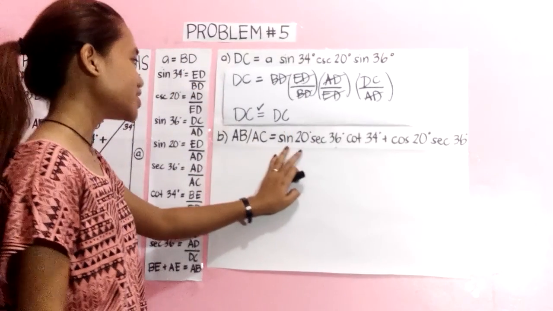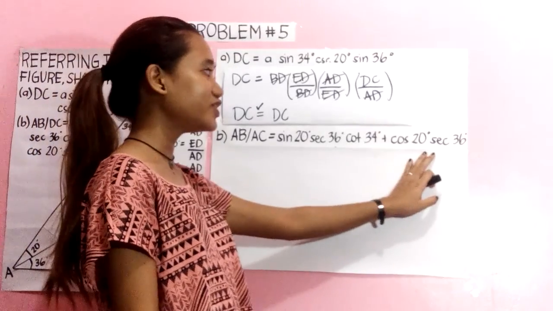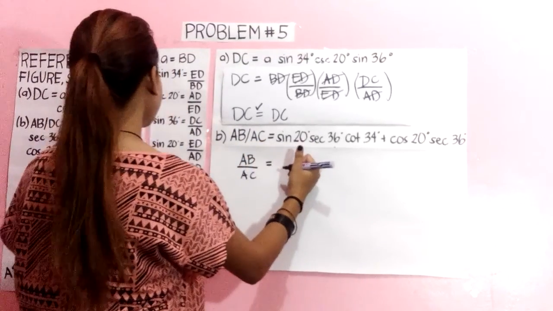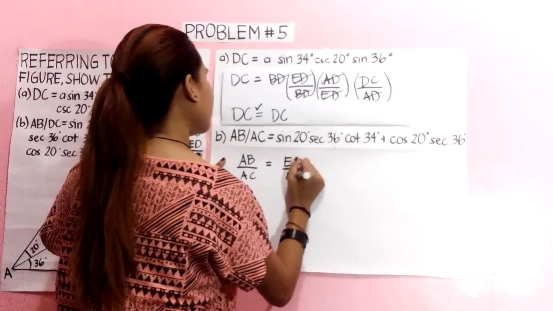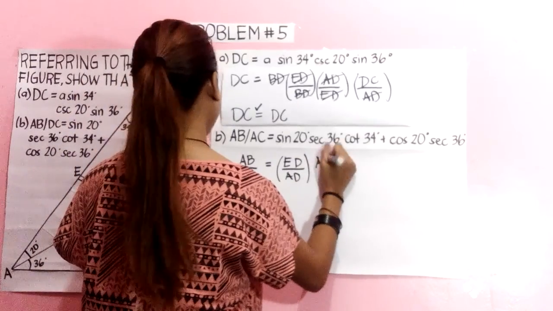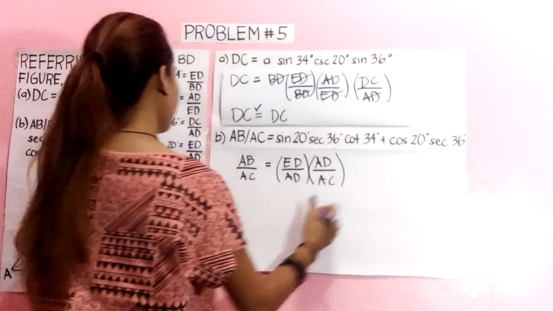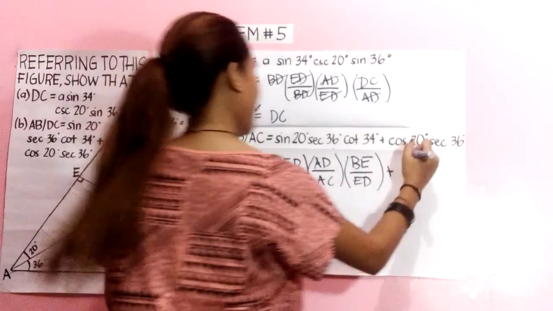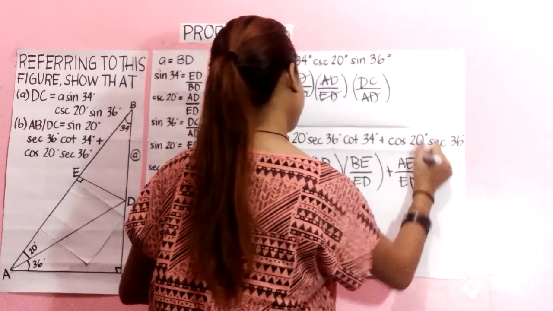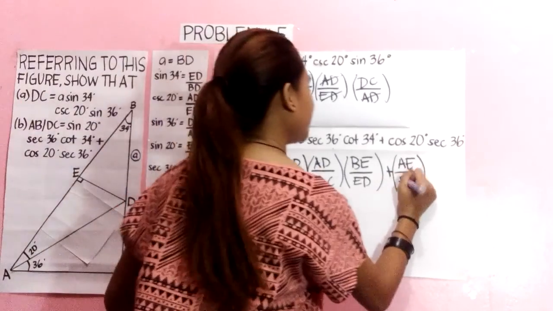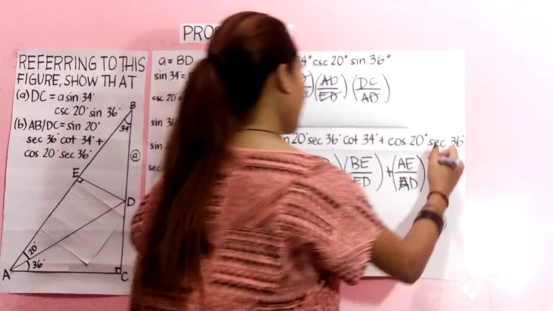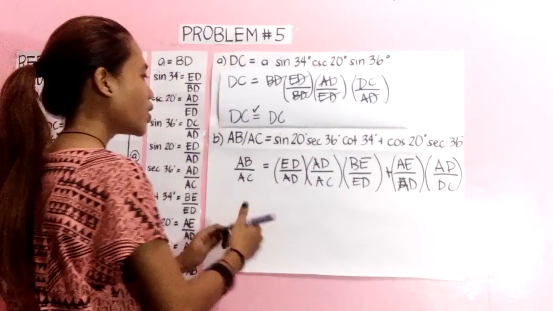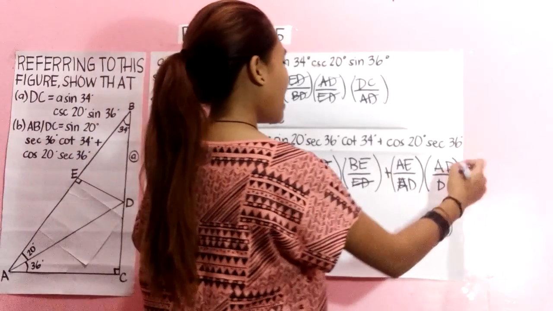B. AB over AC is equal to sine 20 degrees sec 36 degrees cot 34 degrees plus cos 20 degrees sec 36 degrees. So AB over AC is equal to sine 20, EB over AB, BE over EB, plus AE over EB, AB, and AB over DC. So, cancel, cancel, cancel, cancel this one.